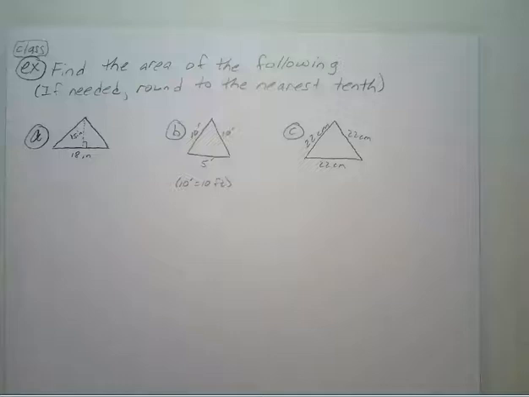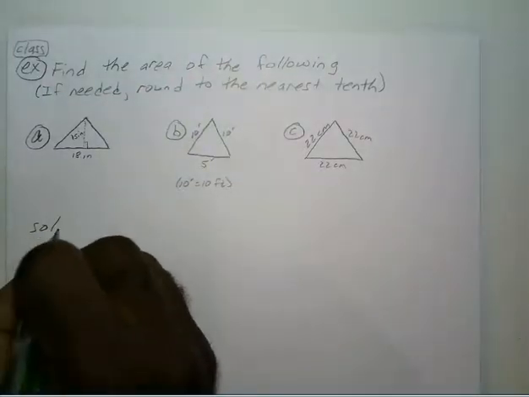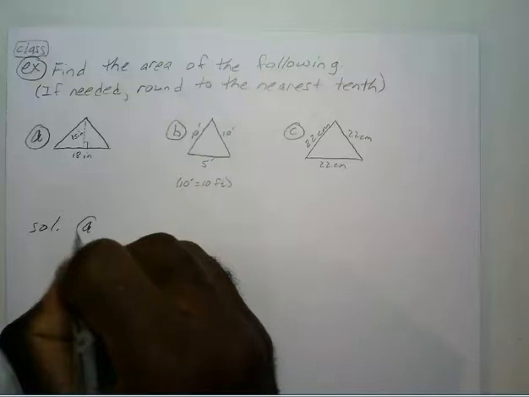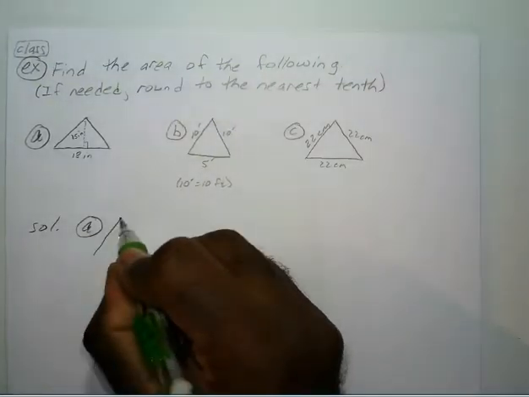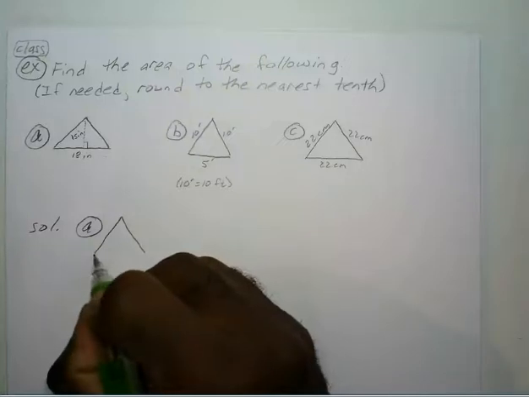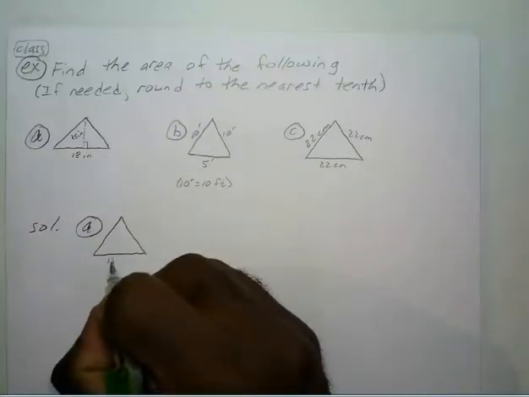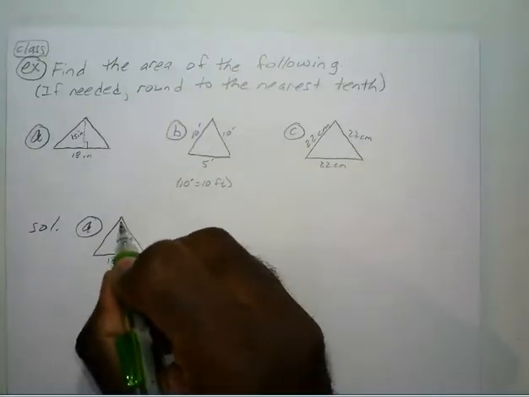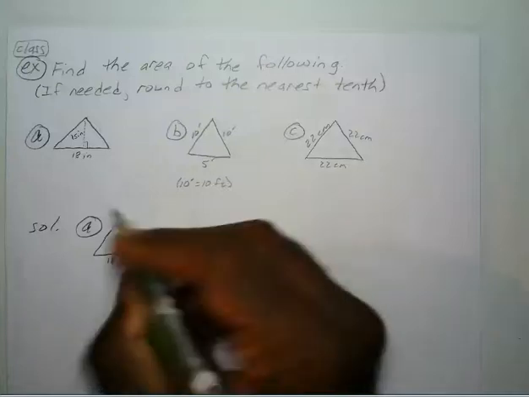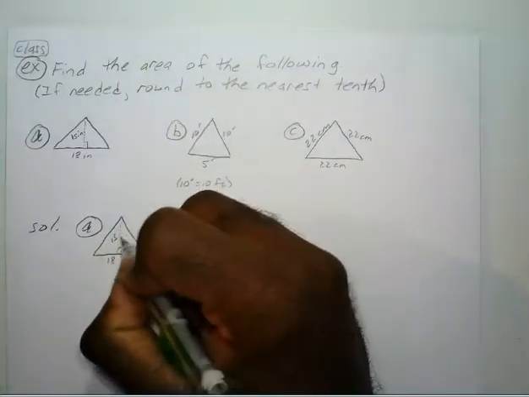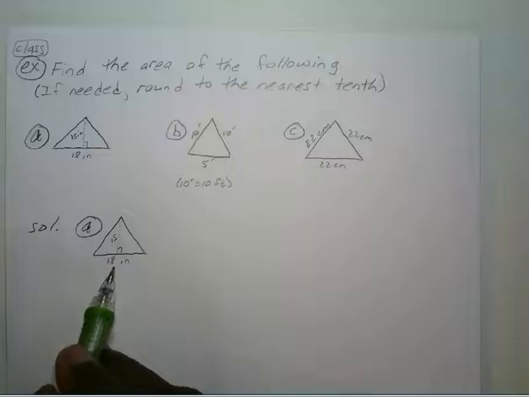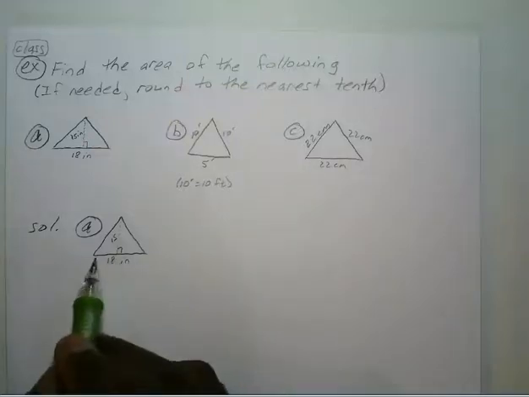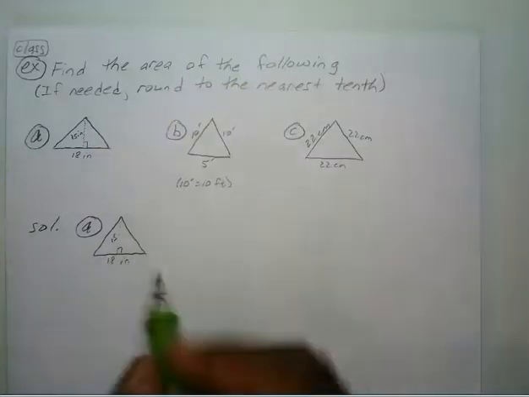All right, so I'm assuming you're all done, so let's go ahead and verify. We'll start with problem A. Let's do a quick redraw of it. So you have 18, a little dotted line, and this is 15. We see here just by this triangle that your base is 18 inches.